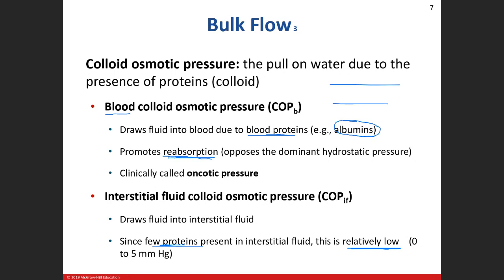Okay, so the blood colloid is going to be pulling fluid into the vessel. The interstitial fluid colloid is going to be pulling stuff into the tissues. Remember, it's a pull. Pull, pull, pull, pull.